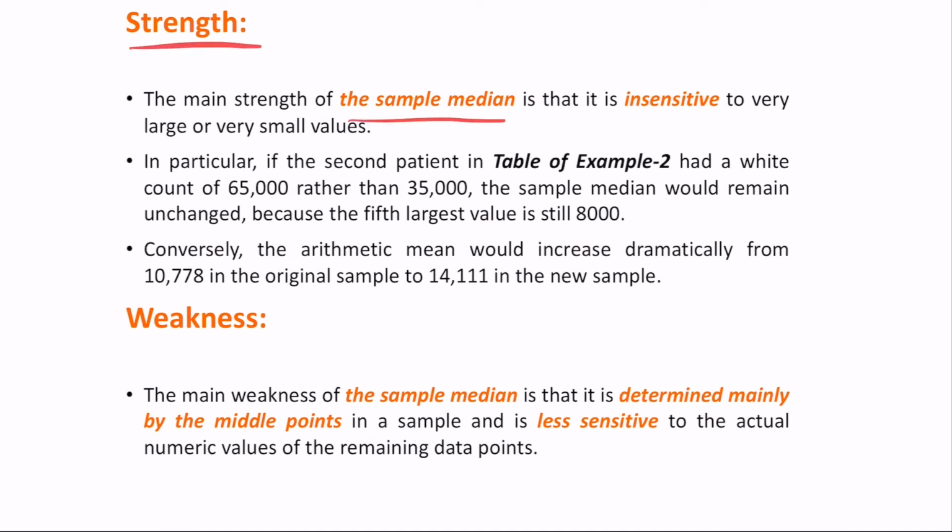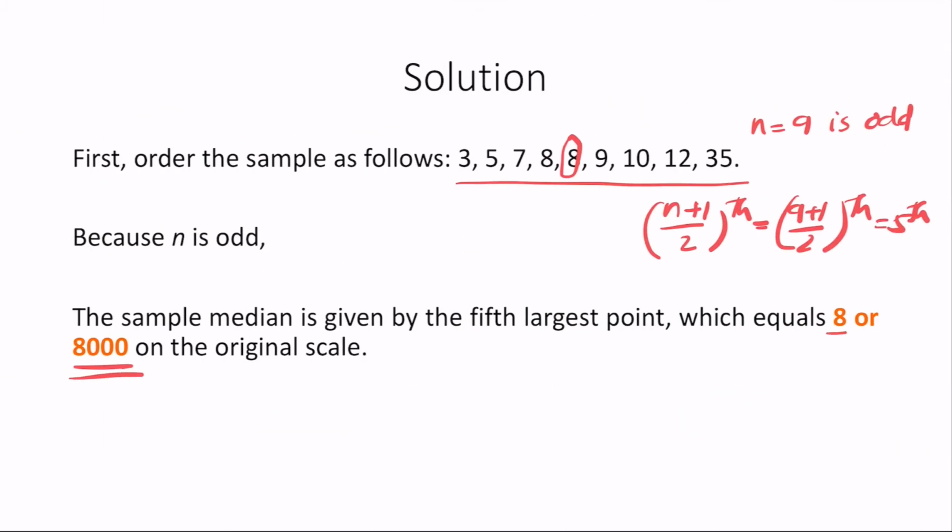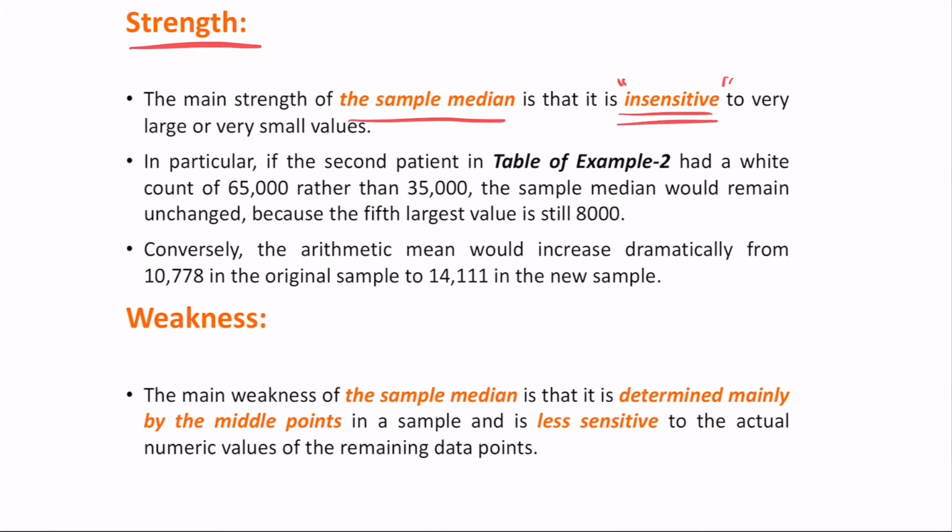The main strength of the sample median is that it is insensitive to very large values or very small values. Notice that if I change the last value to, say, 200, there is no change in the median value of the problem. The reason is that the median does not concern itself with the extreme values on either the lowest side or the largest side. In particular, if the second patient had 65,000 rather than 35,000, the sample median would still have been 8,000. But the arithmetic mean would increase dramatically from 10,000 to 14,000. So this is the idea here.